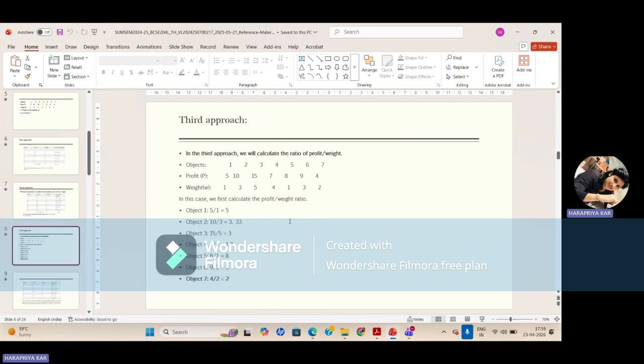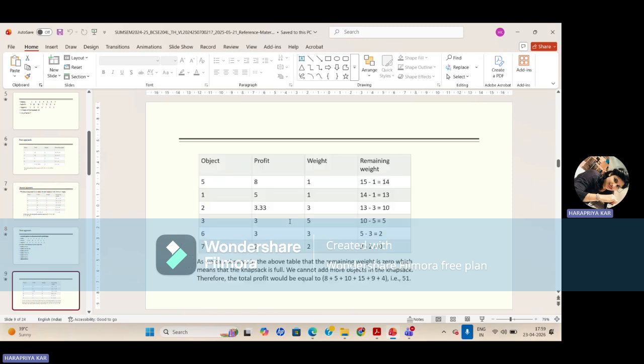Next, you see object, profit, weight, remaining weight. As we observe in the above table, the remaining weight is 0, which means the knapsack is full. We cannot add more objects to the knapsack. Therefore, the total profit is 8 plus 5 plus 10, then 15 plus 9 plus 4, that is 51. So we added everything and got the maximum profit.